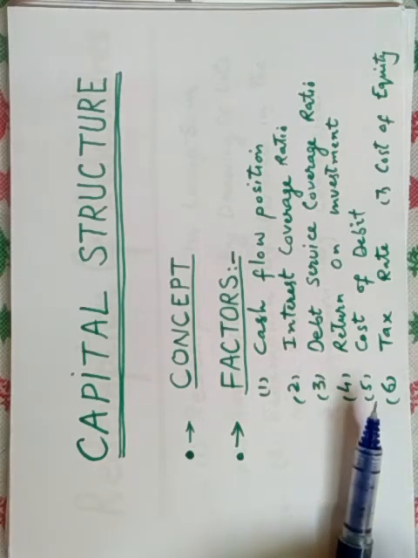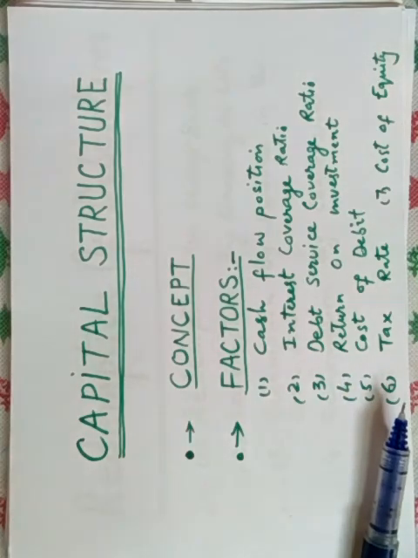Number five is cost of debt. The company can employ more debt in its capital structure if it is available at a low rate, so that the cost of serving the debt does not become a problem.